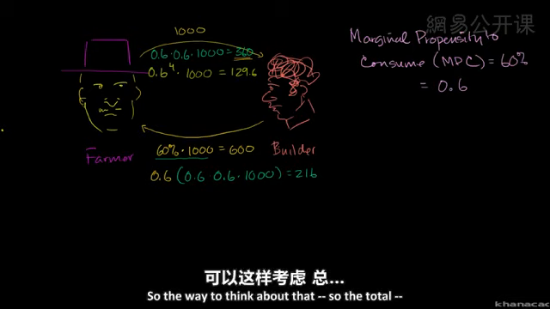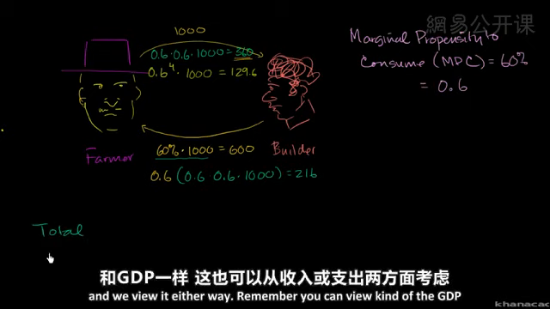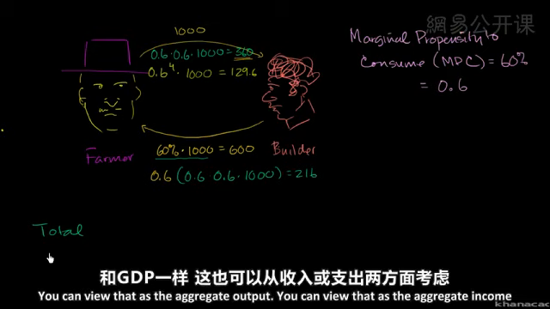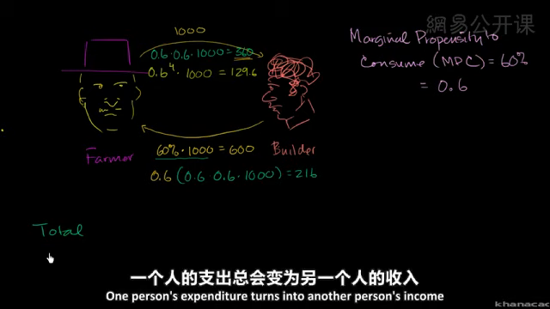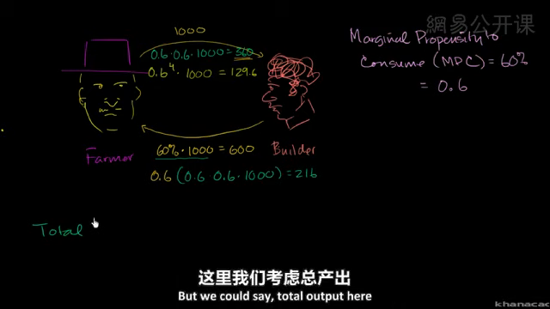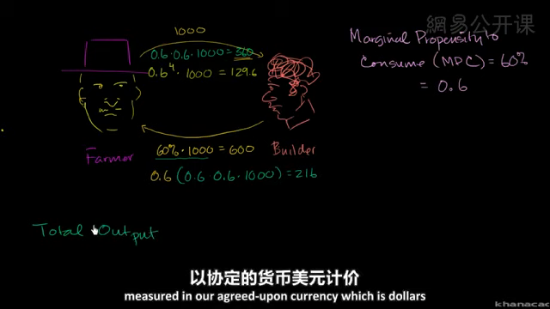So the way to think about that, we could view it either way. Remember, you can view the GDP as the aggregate output, or as the aggregate income, aggregate expenditure. These are all views because really the economy is a very circular thing. One person's expenditure turns into another person's income. But we could say total output here, measured in our agreed upon currency, which is, let's say, dollars.